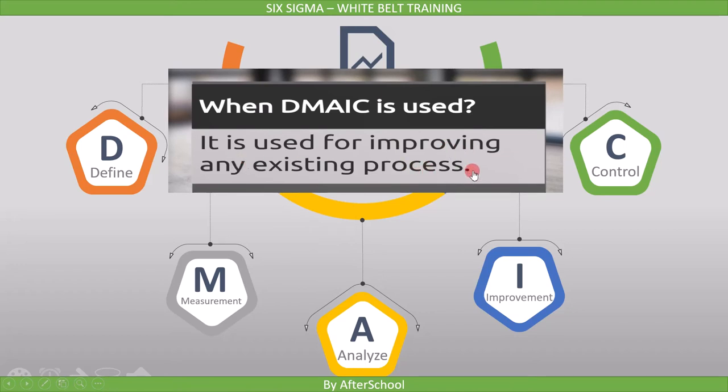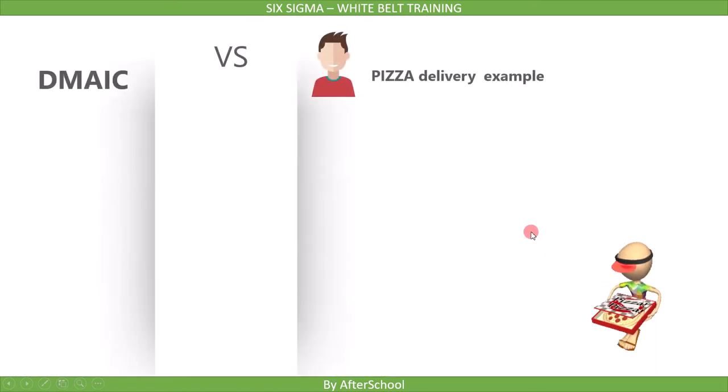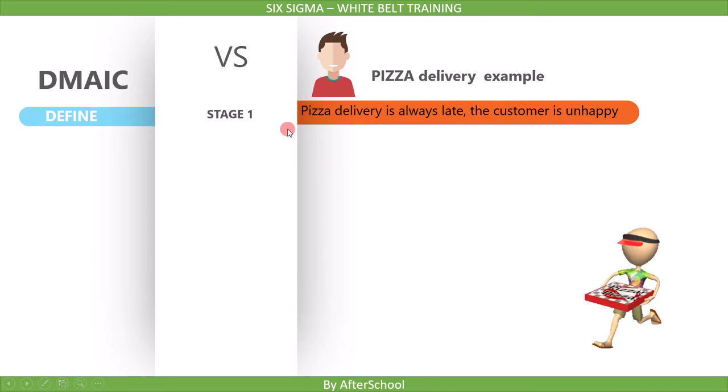Suppose you have a process which has a problem, and because of which we are getting more defects. We can then apply the DMAIC to it. Let's now see an example to understand this in detail.